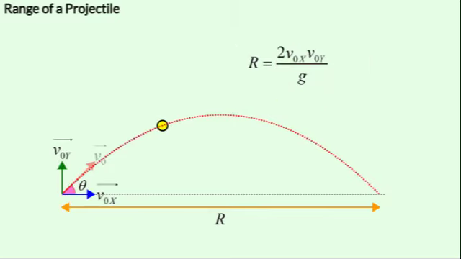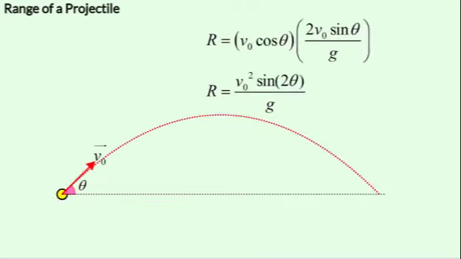We could also express the range in another form which for some of you may be easier to remember. It is 2 times v0x times v0y over g, where v0x is v0 cos theta and v0y is v0 sine theta. Or you could also remember it as we have in the previous step, which is v0 squared times sine of 2 theta over g.